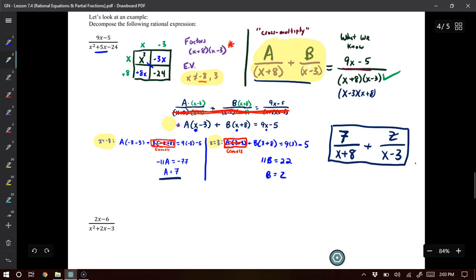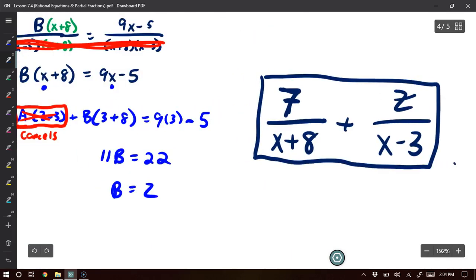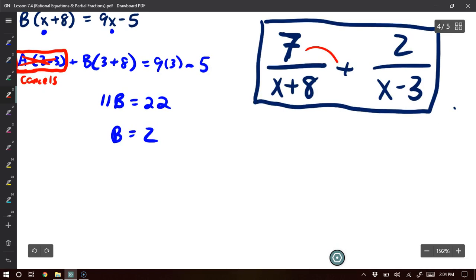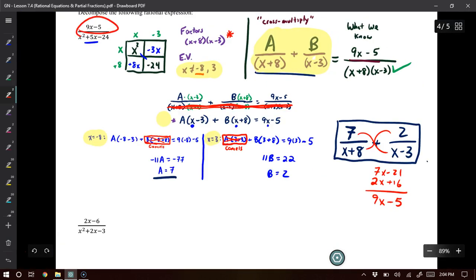And how do I know if I'm right? Or what if I make a mistake and I put my a over the wrong number? And it's actually quite simple. That was a 2. And so what we can do is go back to the idea of cross multiply. How do I check my answer? Cross multiply. 7x minus 21, 2x plus 16. If I combine those, I get 9x minus 5. And if I go back to the original problem, 9x minus 5, I know 100% I am right. There's no mistakes on this.